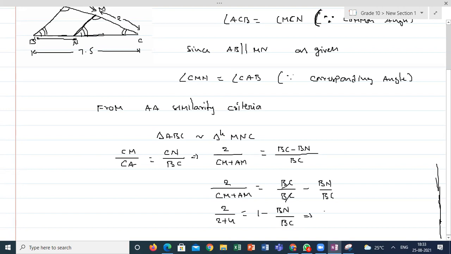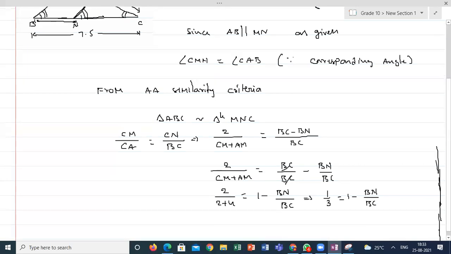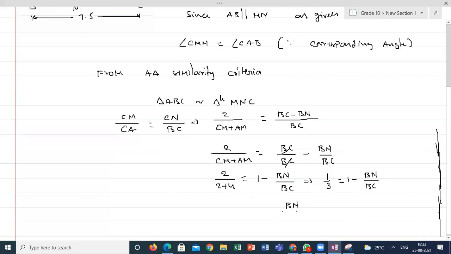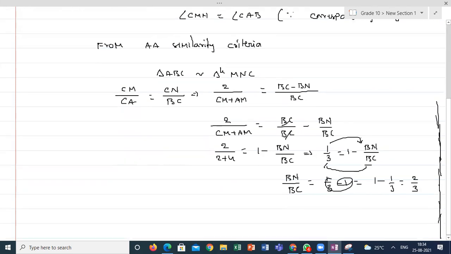From here, what is the value of BN by BC? 2 by 2 plus 4 is 1 by 3. 1 by 3 is equal to 1 minus BN by BC. From here I can calculate the value of BN by BC, which will be 1 minus 1 by 3. So I am taking this one this side, this one this side. So this will be 1 minus 1 by 3, that is 2 by 3. So the value of BN by BC is 2 by 3.